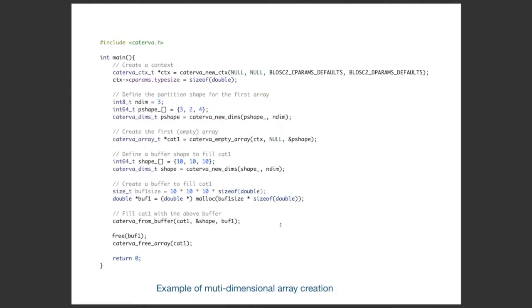Okay, having said that, let me show you a very brief introduction to the C API for Caterva. As I said, Caterva is a pure C library. So in order to create a data container in memory, we just create a new context here with different Blosc compression and decompression parameters by default. And we create the partition shape, which in HDF5 is the chunk shape. And then here is the actual shape of the data set, and we create the dimensions for that.